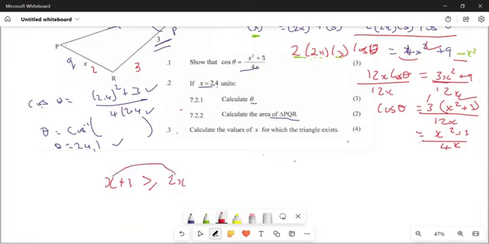Then we take x to the other side. If I take this one to the other side, it's going to be positive, so I have 3 here. We're taking x to the other side, which is 2x minus x. And then we have 3, which is going to be greater than or equal to x. That's the first one.